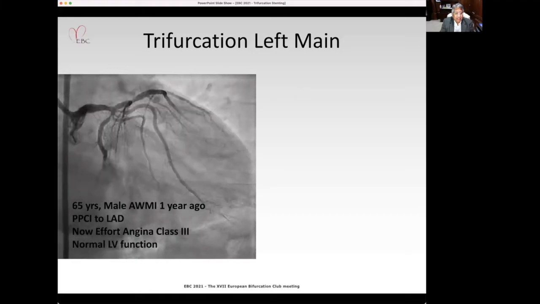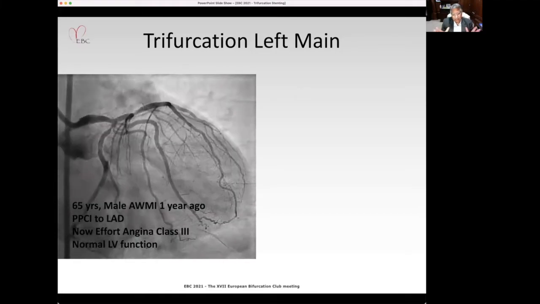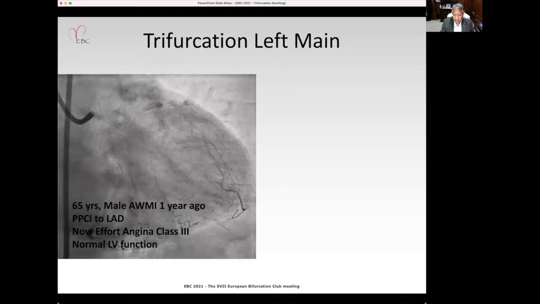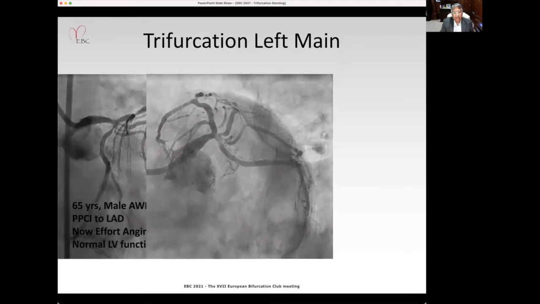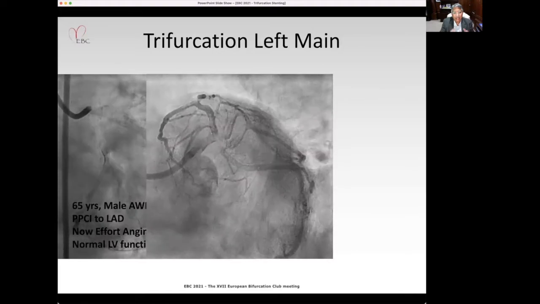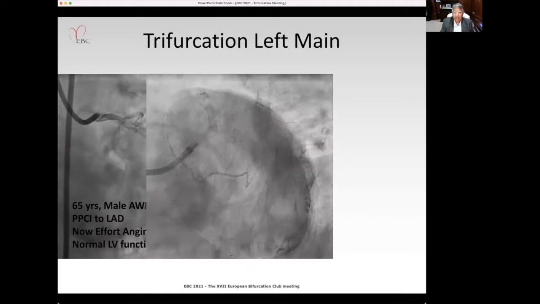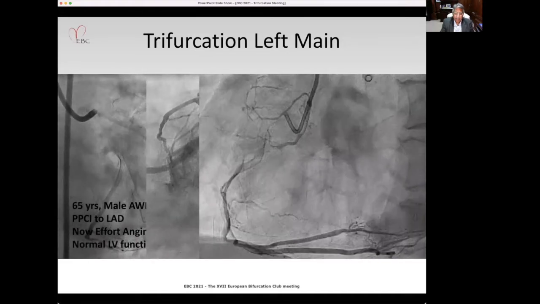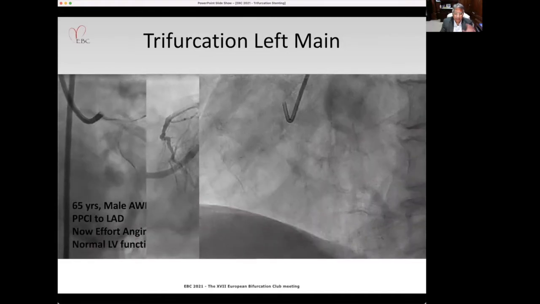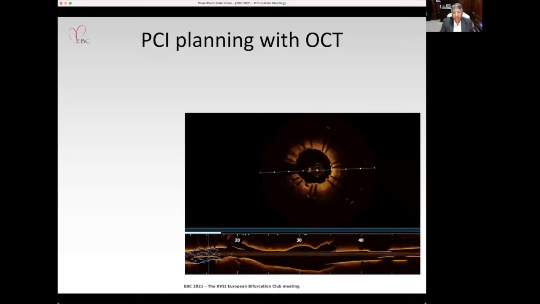So if you see, there's a lesion in the left main extending into the circumflex, ramus, and the LAD. It's a Medina 1,1,1. The right coronary is normal. So to plan this angioplasty, we first did an OCT. And this is what the OCT showed us.